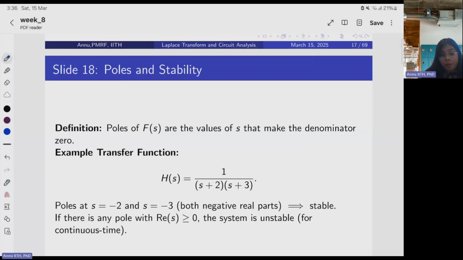Suppose you have poles of F(s), which are the values that make the denominator 0. So H(s) is equal to 1 upon (s plus 2) into (s plus 3). So you have poles at s equals minus 2 and s equals minus 3, both with negative real part, which leads to stability. If there is any pole with real part of s greater than or equal to 0, the system is unstable for continuous time.